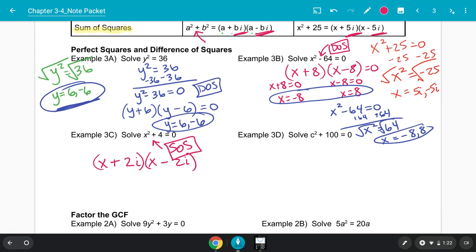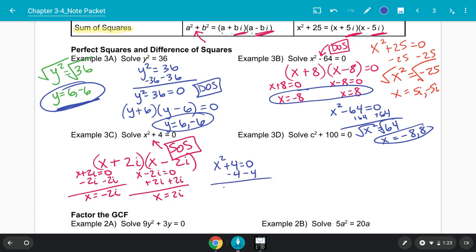Set those both equal to 0. We get x equals -2i. Then if you set this equal to 0, you get 2i. Here's another way you could do it. If you're just solving for x, I would subtract 4, and then square root.